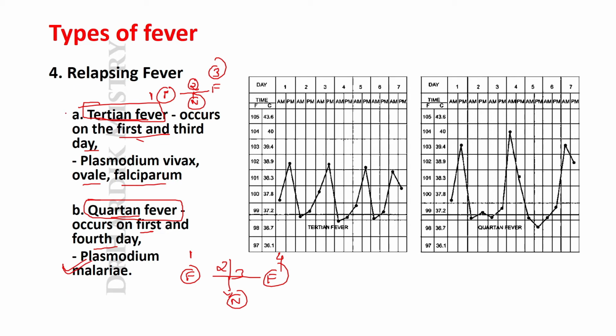So that is the tertian fever and quartan fever. Here you are seeing that the gap between the two peaks is nearly 1 day in the tertian fever. The fever occurs on the first and third day. However, in case of quartan fever, the gap is 2 days. Here the fever occurs on the first day, and the second time the fever occurs on the fourth day.